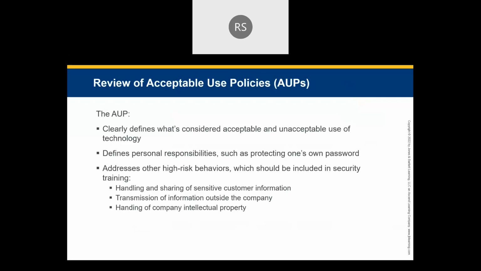So, this emphasizes the importance of maintaining a strong password, regularly updating the password, and protecting sensitive login information. A critical aspect of the AUP is addressing the proper handling and sharing of sensitive customer information. It should clearly define the guidelines for protecting customer data, including restrictions on unauthorized disclosure, secure transmission methods, and adherence to privacy regulations. The AUP should also provide guidelines on the appropriate transmission of company information outside of the organization's network. So, this may include restrictions on sharing sensitive or confidential information through personal email accounts, file sharing services, and social media platforms.